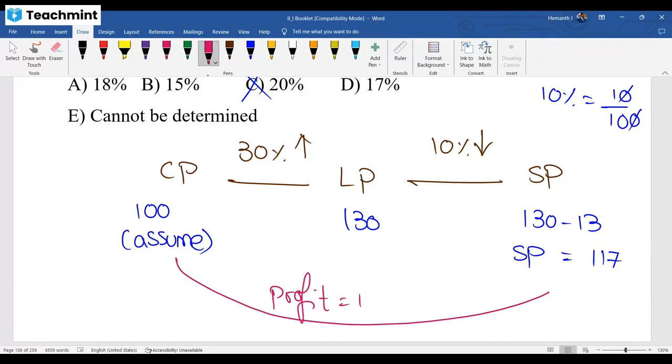How much profit? 17. Profit percentage. They're asking in percentage. Profit by CP into 100. Profit is 17. Divided by 100 into 100 will cancel. 17% only. 17 with respect to 100. So 17 rupees, right? Yes, sir. Then how to calculate profit percent? Profit by CP. 17 by 100 into 100. That 100 is not cancel. We'll get 17% only. 17 rupees, but it's nothing but equal to 17%.